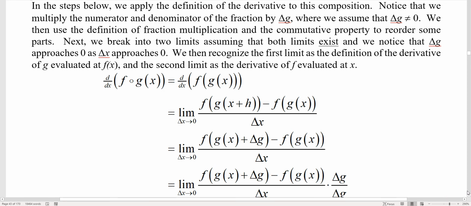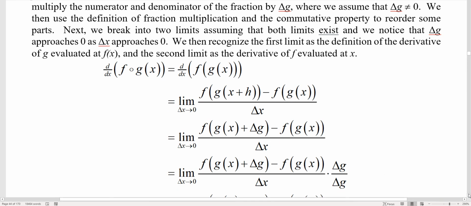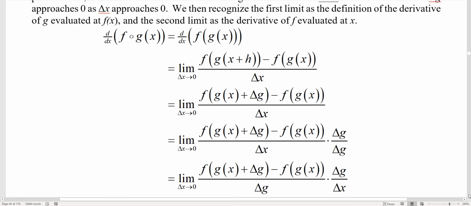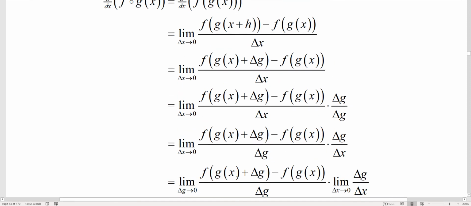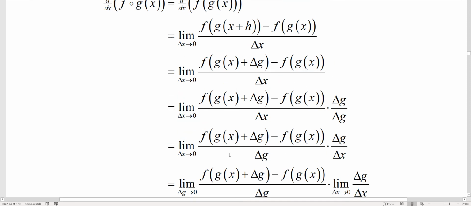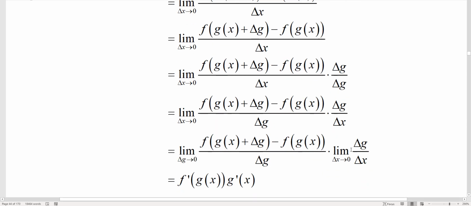Now I'm going to multiply top and bottom of this fraction by delta g over delta g. And I'm going to switch places with the delta x and delta g here, which is allowed. Now I want to think of this as two limits. The first one I'm going to think of as delta g goes to 0, because as delta x goes to 0, delta g goes to 0 as well. And the second one I'm going to think of as delta x goes to 0. Now if both of these limits exist, then the overall limit exists up here.